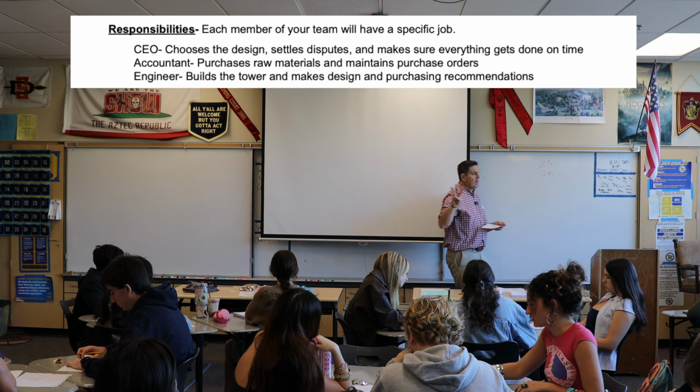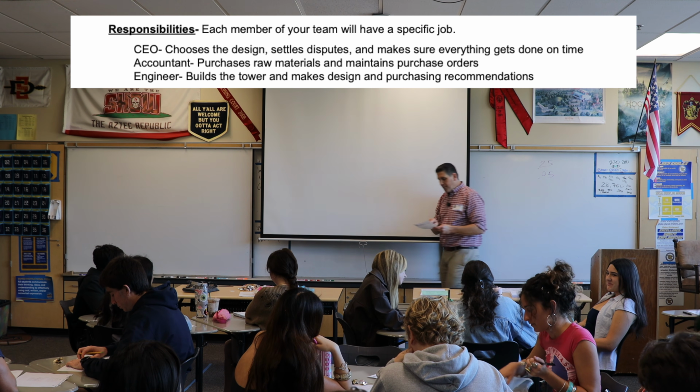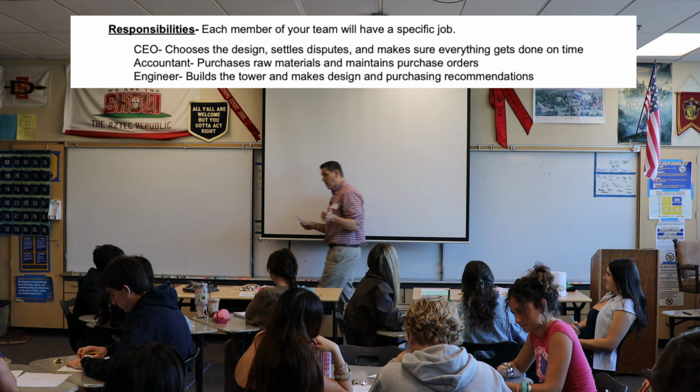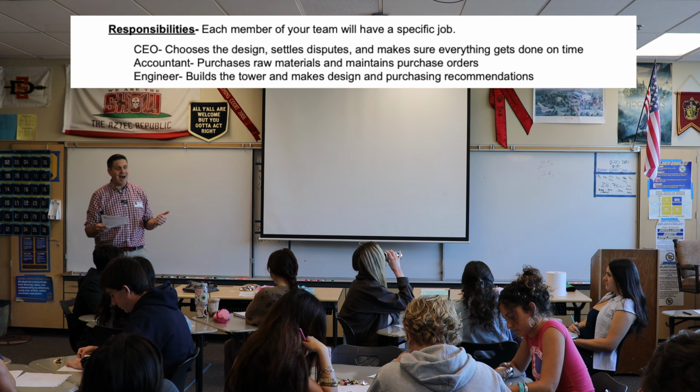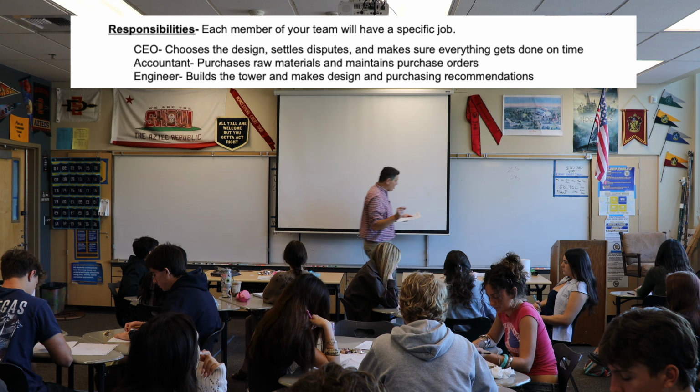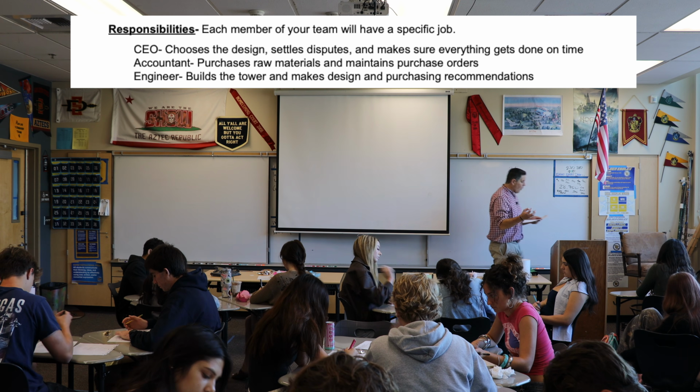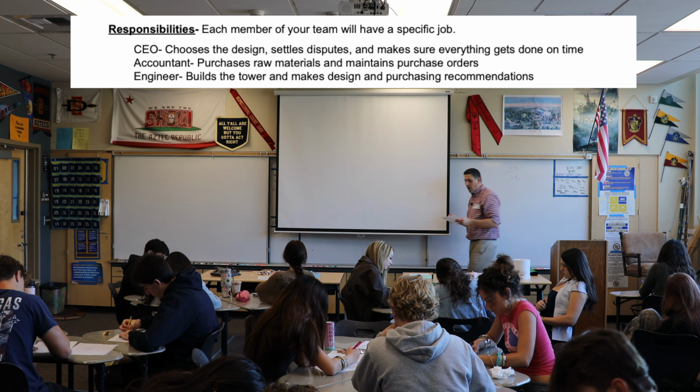I'm going to put you in groups of 3. There are 3 responsibilities. Each member is going to have one specific job. There is a CEO. They're going to choose the design, settle disputes, and make sure everything gets done on time. The most important job is the accountant. Put a star next to the accountant. The accountant's going to walk up to me and Ms. Bogart, and they're going to purchase the raw materials.